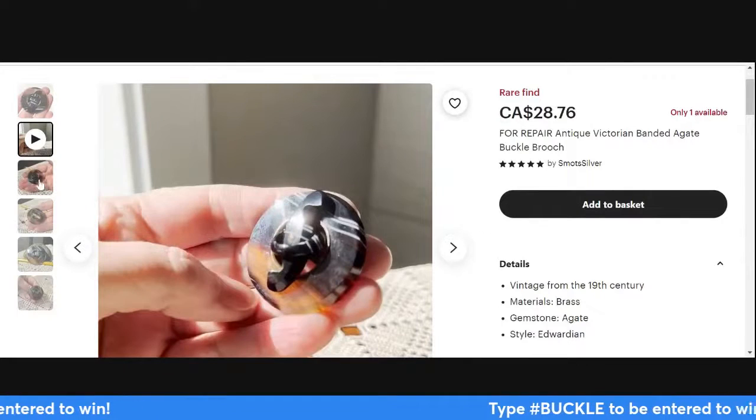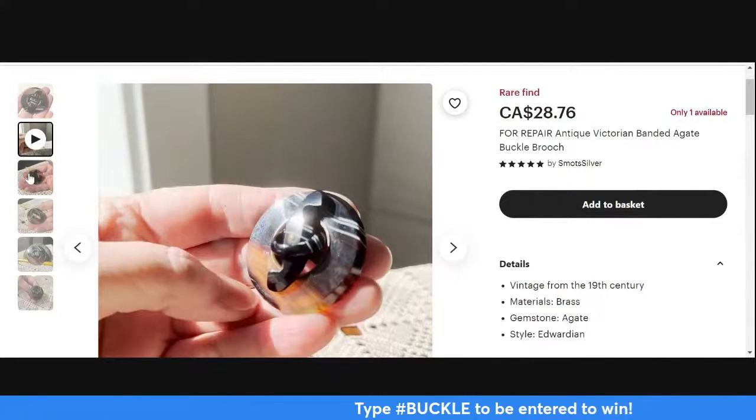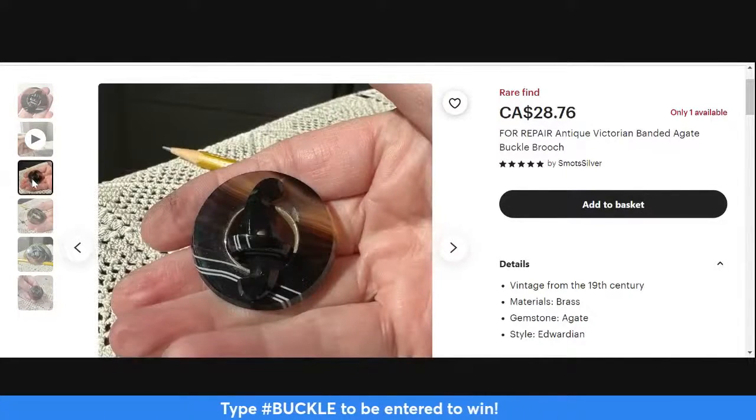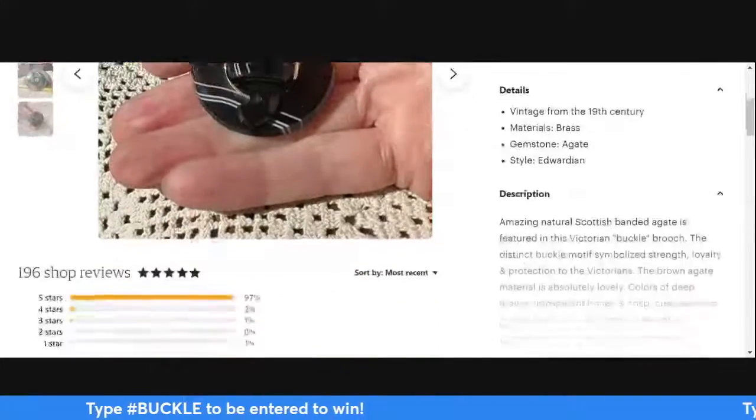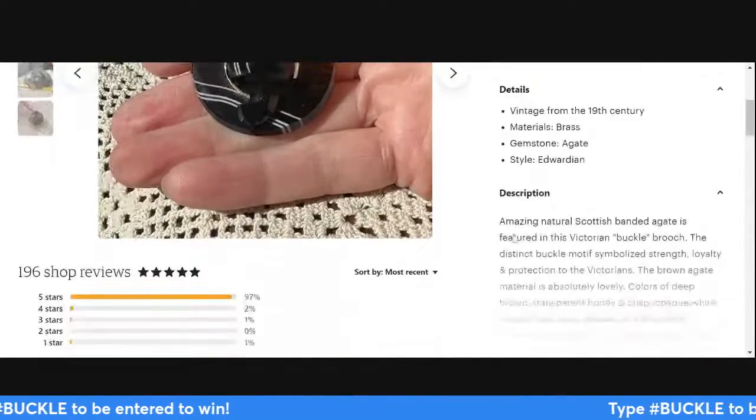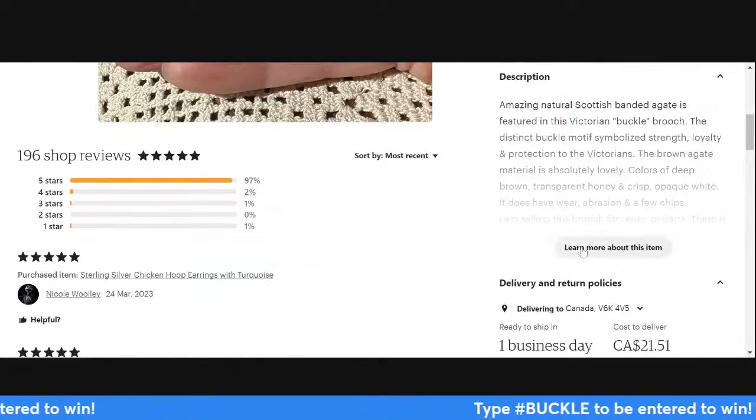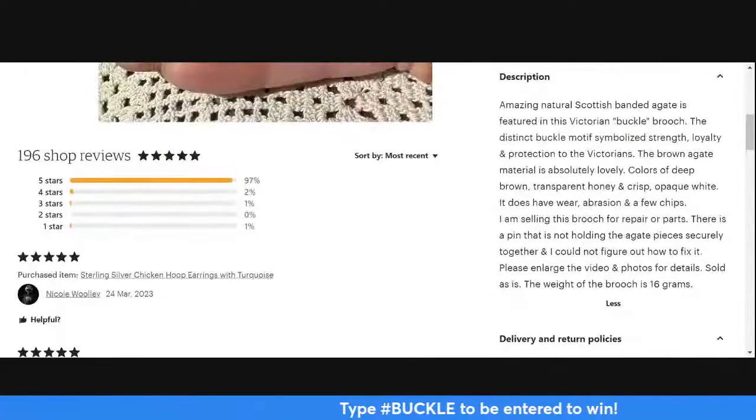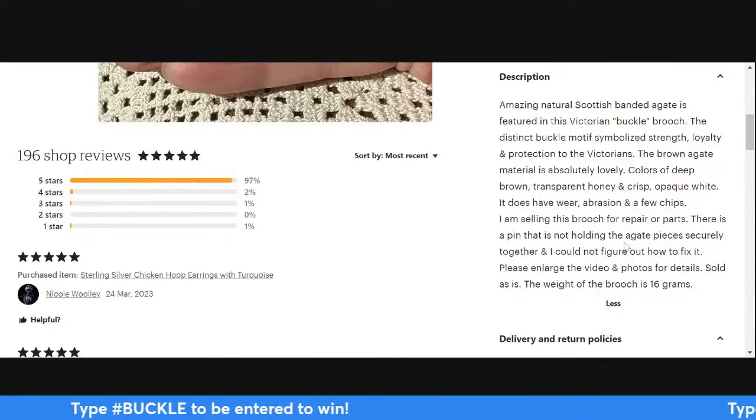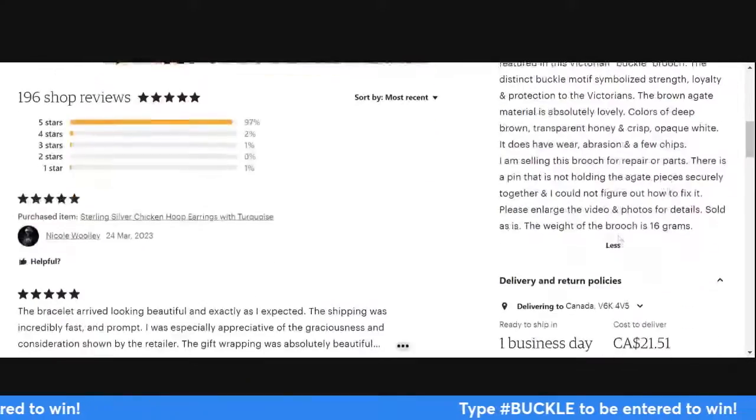You can see the video yourself. The seller, I'm going to give you all the details in one second. There's a still picture. I'll scroll down. It's brass agate. They're calling it Edwardian. They do say very clearly that they're selling it for repair for parts, because they say the pin's not holding the agate securely and they couldn't figure out how to fix it.